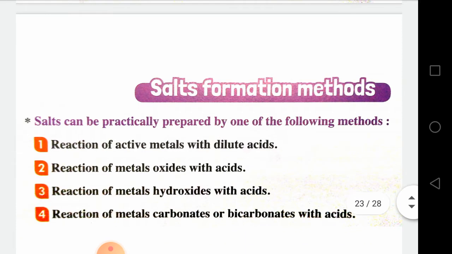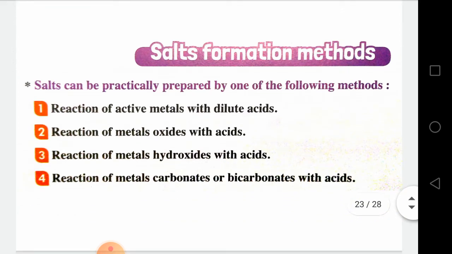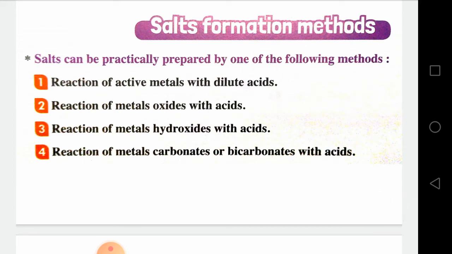How is salt formation done, or what are the methods of salt formation? There are four methods to prepare salts. Firstly, the reaction of active metal with dilute acids. The second method is the reaction of metal oxides with acids. Thirdly, the reaction of metal hydroxides with acids. Finally, the reaction of metal carbonates or bicarbonates with acids. As you can observe, all of these methods are the reaction of a base with an acid.